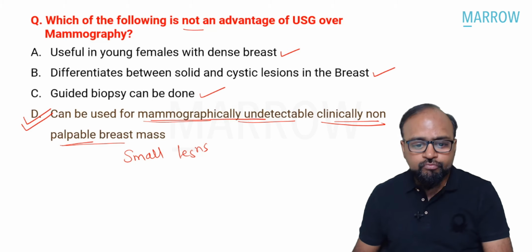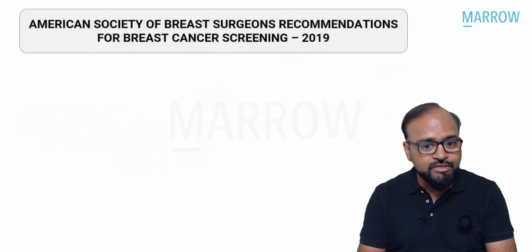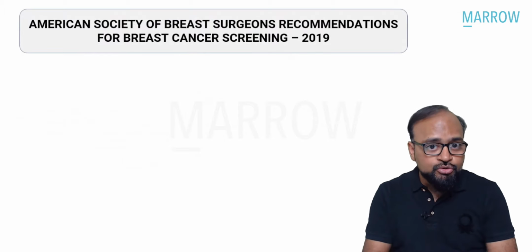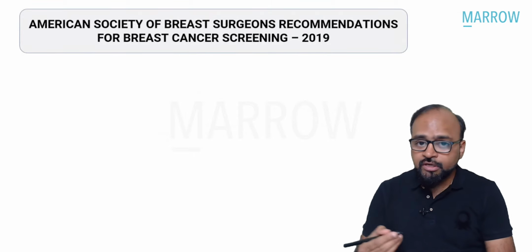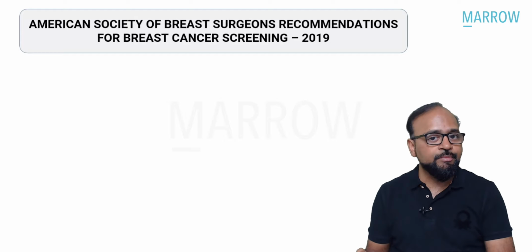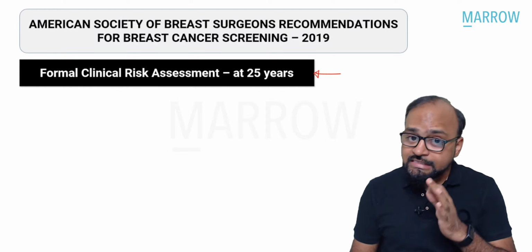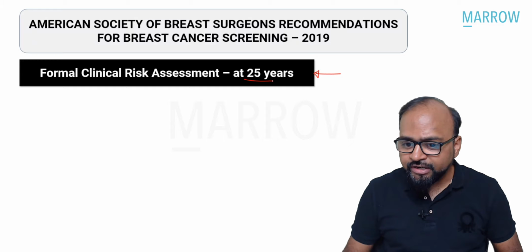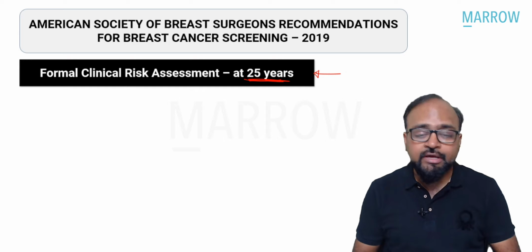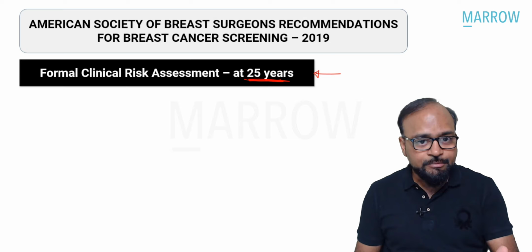Let us now move on to a few important topics related to breast imaging before we jump to the next topic. So when do you do mammography for screening? Which modalities do you use? A very frequently asked question. The discussion that we are going to have is based on the American Society of Breast Surgeons recommendations dated 2019. Formal clinical risk assessment needs to be done at 25 years of age. This is where the patient is examined, a detailed history is taken, and the patient is divided into 3 risk categories based on these examination findings.